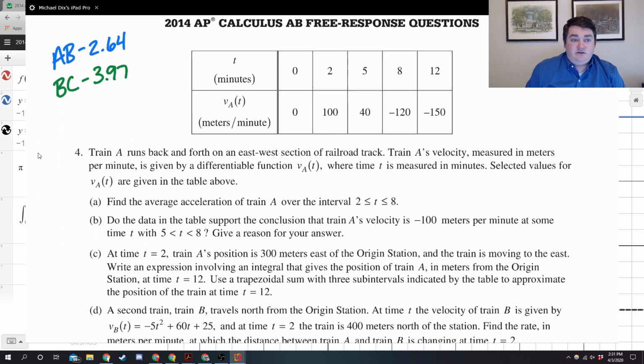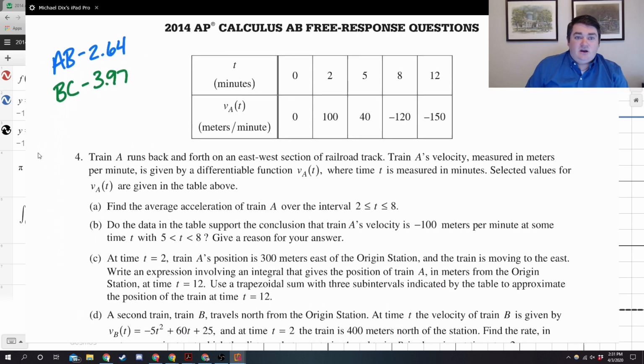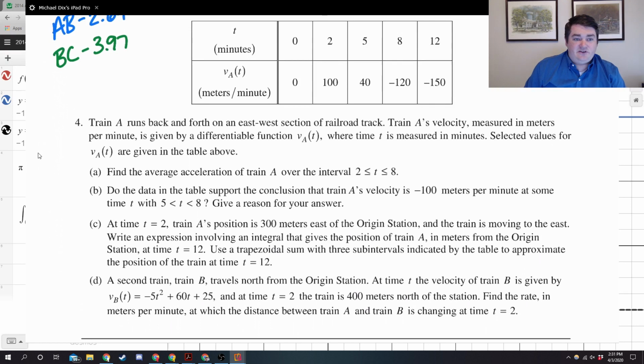Let's see. This was on the AB and the BC exam. We've got the averages there. This one, oh good, a train problem and a table problem. This will be a fan favorite.